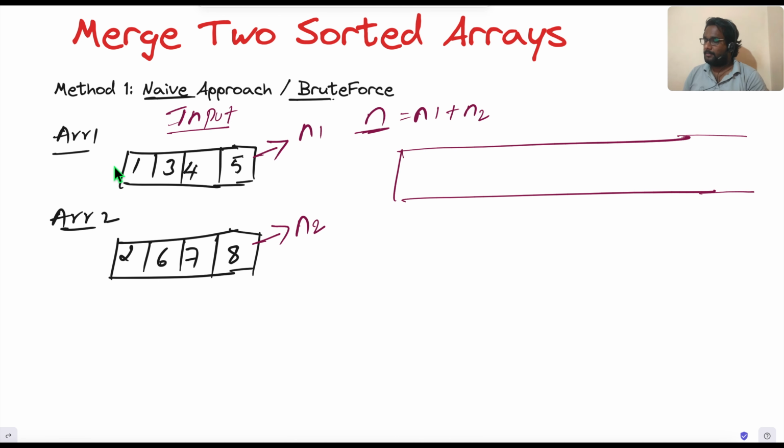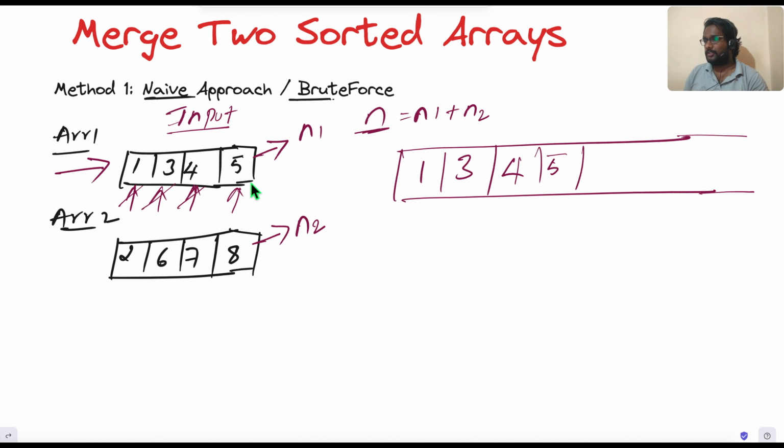Then in the next step, we should traverse array 1 and copy all the elements from array 1 to the temp array. The first element will be 1, so it will be copied to the 0th index of the temp array. Then we'll go to the next element, that will be 3. Then the next element, which is 4. The next element will be 5, and this will be copied to the temp array.